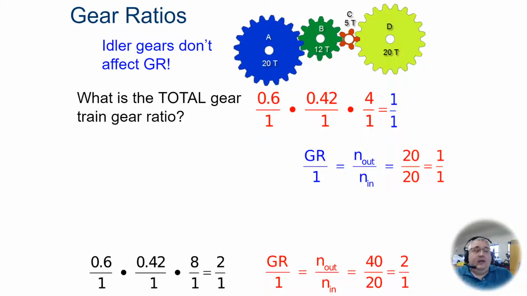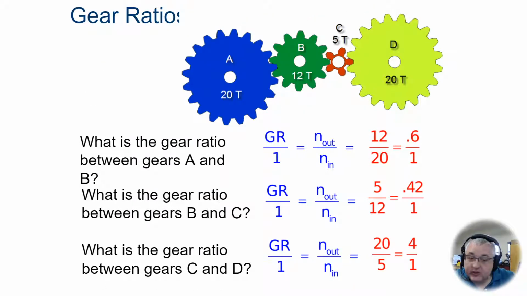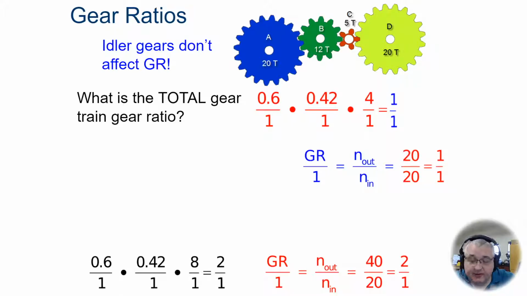Here's the trick that will make your life simpler. If I ask you what the total gear ratio is, you could use this to figure that out. Or you could remember that idler gears, the ones in the middle, don't impact gear ratio. Basically, this is going to turn at a rate, and it doesn't matter what these do. It's going to turn in the same ratio between this one and this one. They're just locked together.